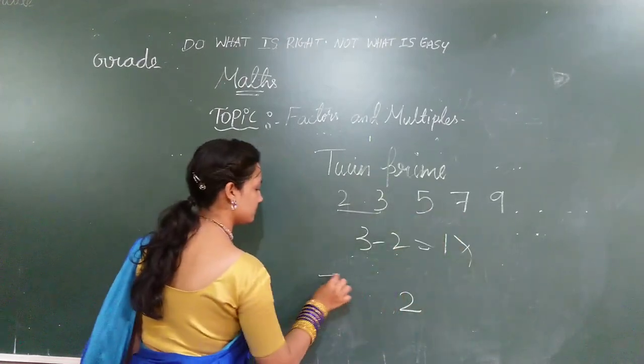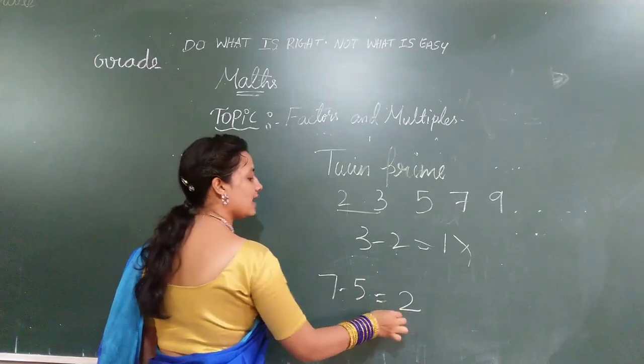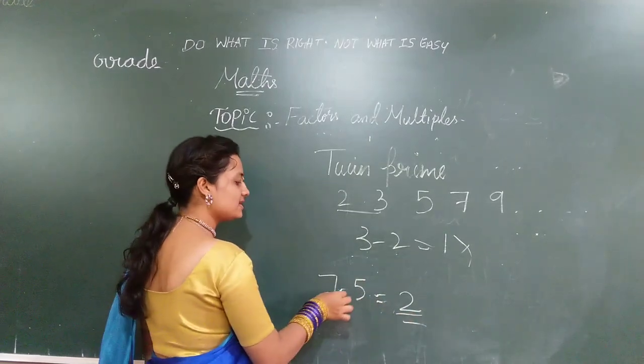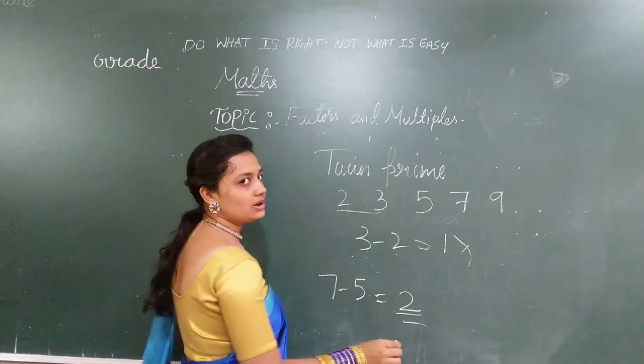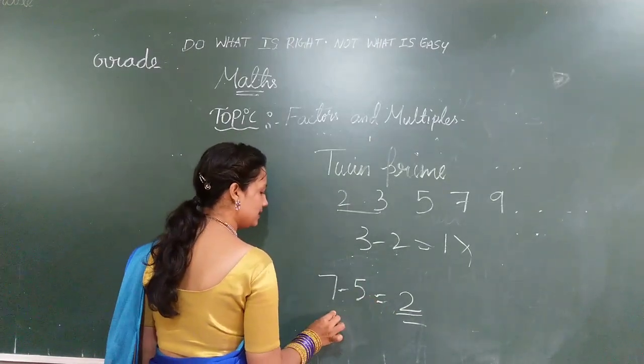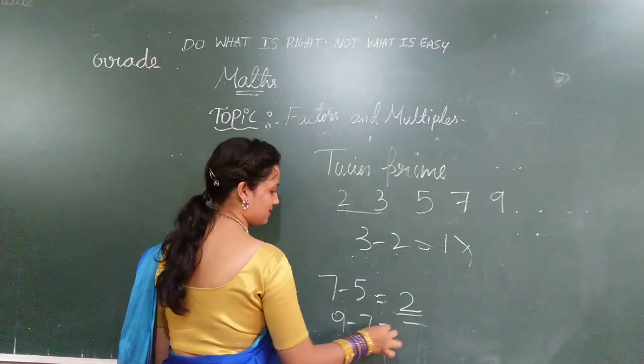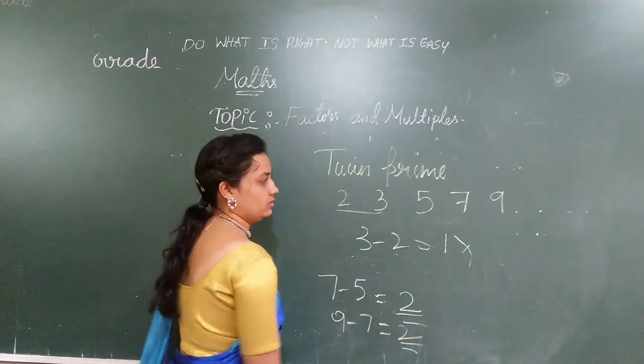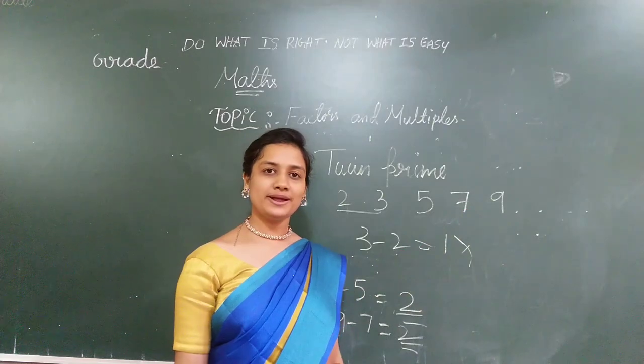See this: 7 minus 5. Answer is 2. So 7 and 5 are called twin prime. They are twins. Okay? Same like that, 9 minus 7. I get 2. So 9 and 7 is also a twin prime.